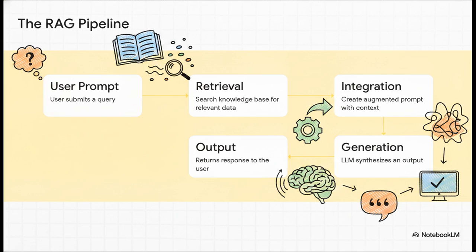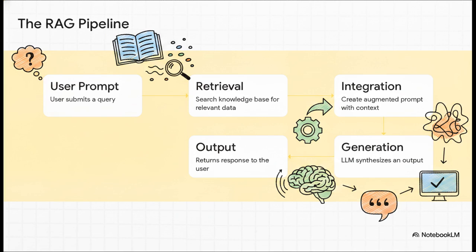Stage 2 is retrieval. The system takes your prompt and goes hunting in an external knowledge base for highly relevant data. Stage 3 is integration. It takes your original prompt, packages it together with the cold, hard facts it just found, and creates a brand new augmented prompt. Stage 4 is generation. The large language model reads this augmented prompt and synthesizes a natural conversational answer. And finally, Stage 5 is output.